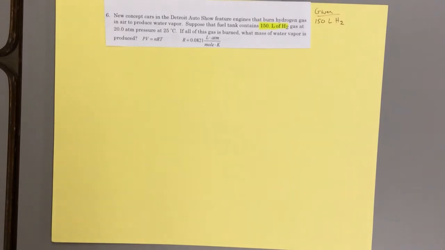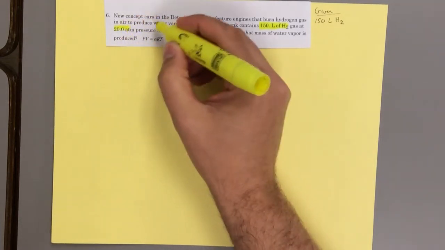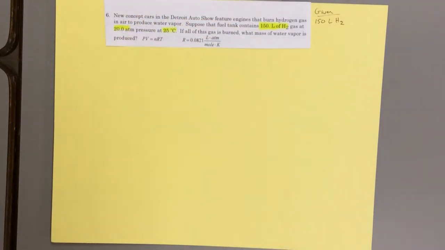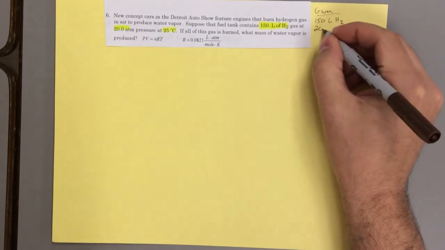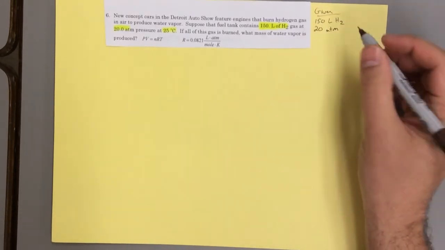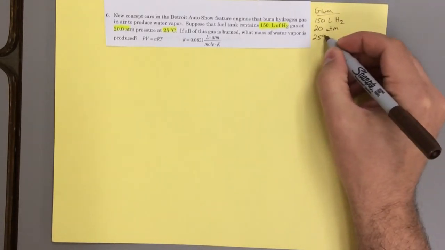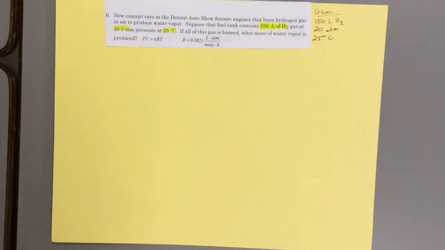But remember, when we deal with any gases, as we go back to discussing things with gas laws, the temperature and the pressure at which that gas is found is also important. So we have a pressure of 20 atmospheres, and the units will become important here in just a minute. And then we have a temperature of 25 degrees Celsius.